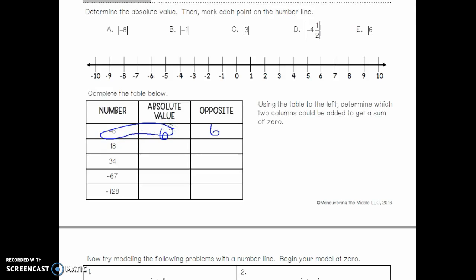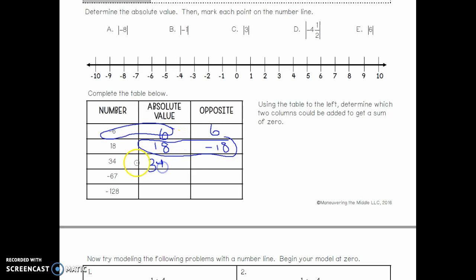That's a 0 pair. If I have the number 18, the absolute value is 18. But the opposite of 18 is negative 18. Which two of the three numbers here can be added to get 0? These two. Circle those, please.